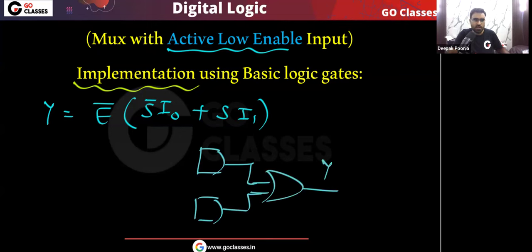This is Y. Here what we can do? For this S equal to 0, I can put an inverter here. This is S bar, and here I can directly connect. This is S. Okay, you can see this is I1, this is I0.